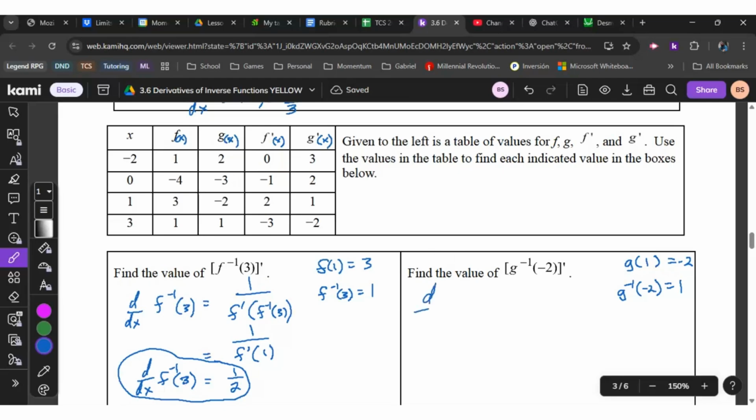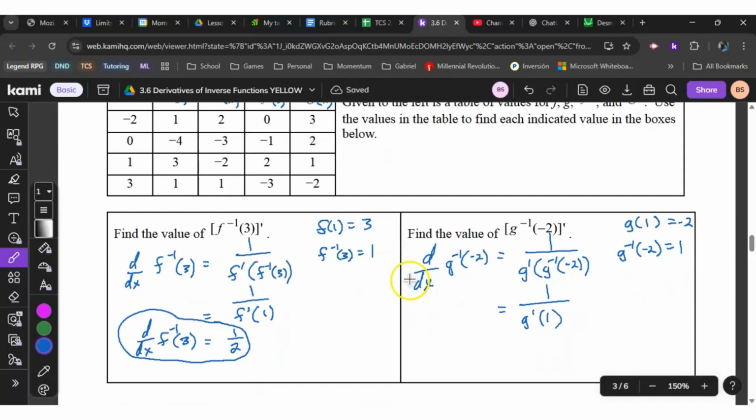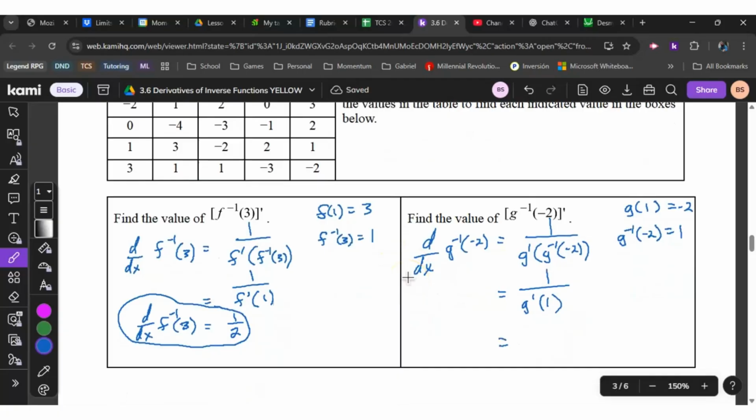Perfect. So now let's find the derivative. So d dx of g inverse of -2 is equal to 1 over g prime of g inverse of -2. All right, let's work on this. Now, g inverse of -2 we just figured out is 1. And what is g prime of 1? It's a 1. So it's 1 over 1, or really it's just 1.